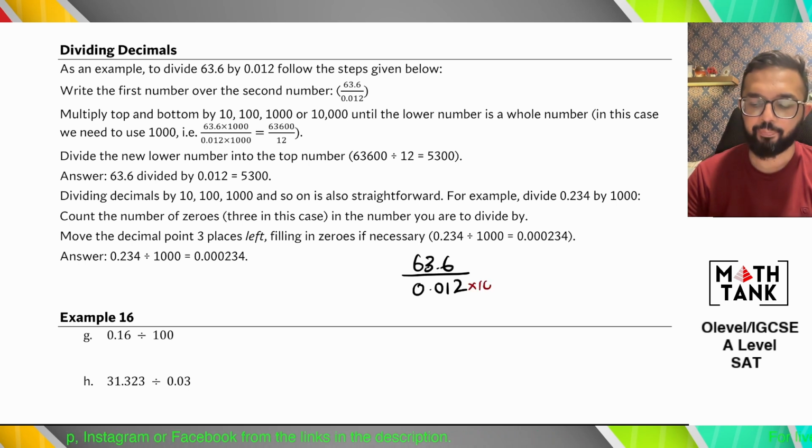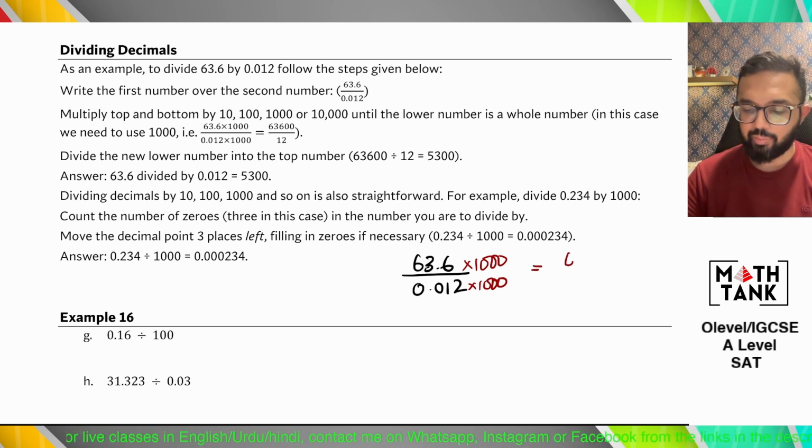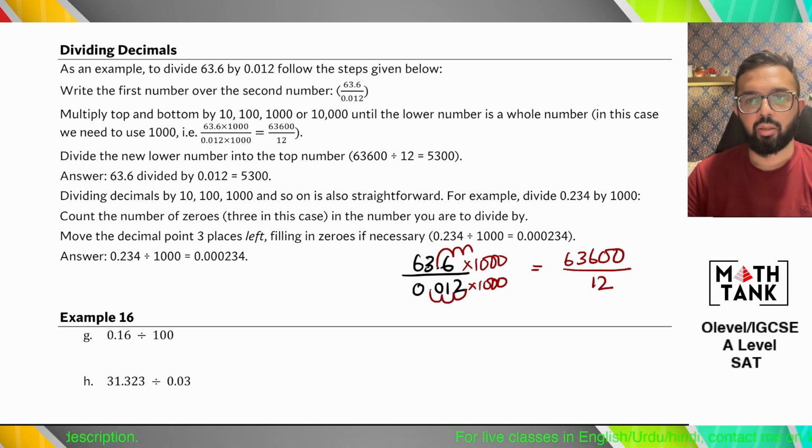That's one way of seeing it. But you can't just simply multiply the denominator, you also need to multiply the numerator. So that is how you think about it. So this actually becomes what sort of a division? This becomes 63600 because I need to move three decimal places, divided by 12. This question is actually 63600 divided by 12.